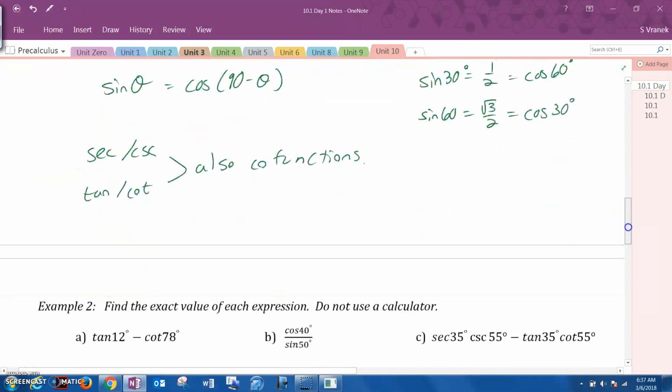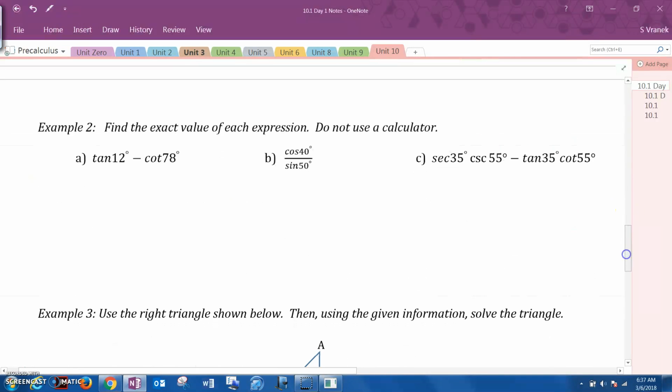Okay? So here's what you do with these. We try to get them to match. So for example, I have tangent of 12 and cotangent of 78. Well, I know that they're cofunctions, so cotangent of 78 is the same thing as tangent of 90 minus 78, which actually happens to be 12. So I have tangent of 12 minus tangent of 12. Well, if you subtract two things that are the same, you get 0.